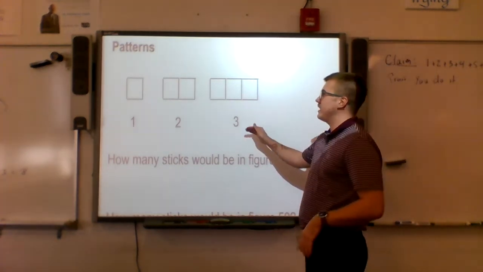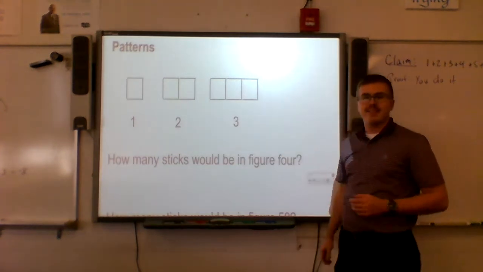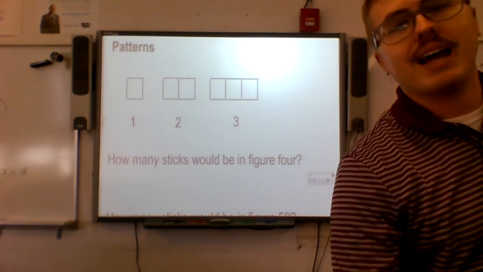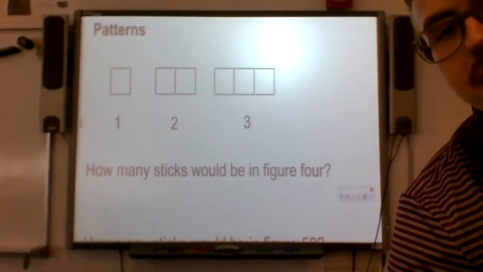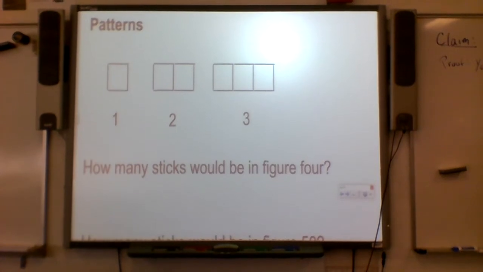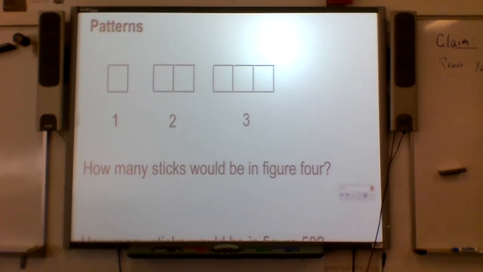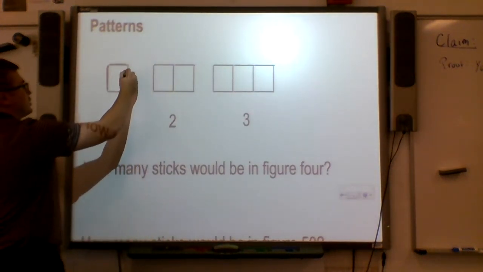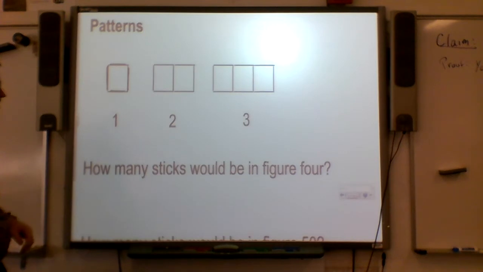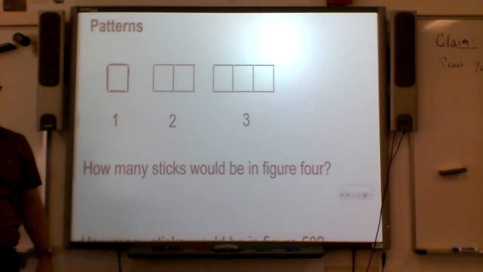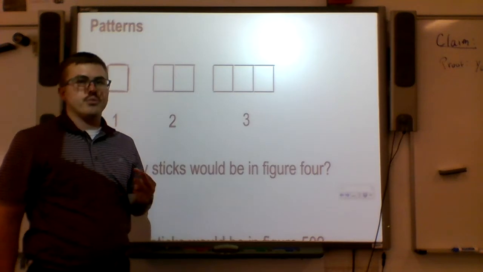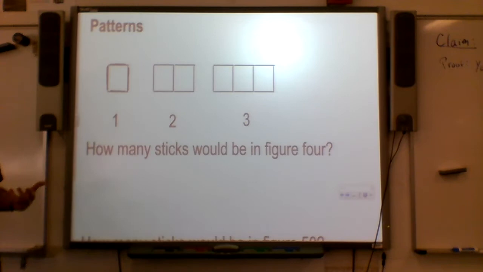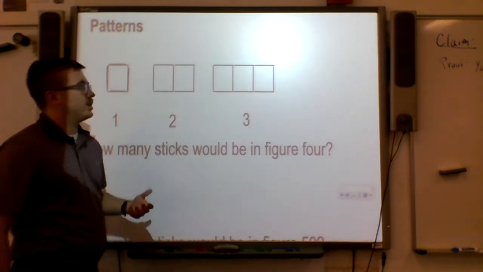We've got three figures here. We've got the figure number at the bottom, and then we've got what the figure actually looks like at the top. So I'm going to scoot this in a little bit closer so it's easier to see. All right, figure one is made up of 4 sticks. So we've got one box that's made up of 1, 2, 3, 4 sticks. In figure 2, we've got 2 boxes. Figure 3, we've got 3 boxes. And our first question is, how many sticks would there be in figure 4?